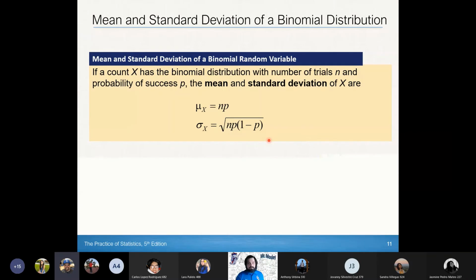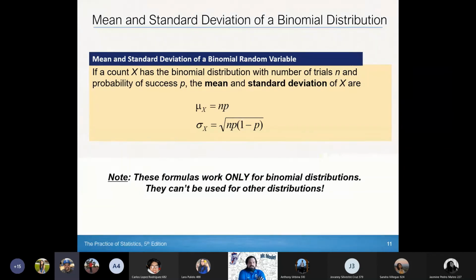So that's kind of nifty. We don't have to do that massive calculation. If we don't want to, we can just do n times p, and n times p times 1 minus p, and take the square root. Pretty nice. Which also means np times 1 minus p is equal to the variance. Another shortcut.